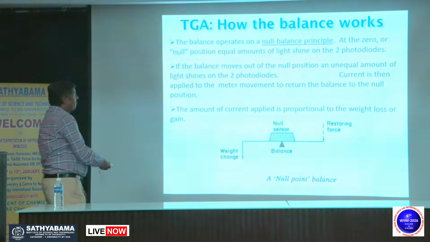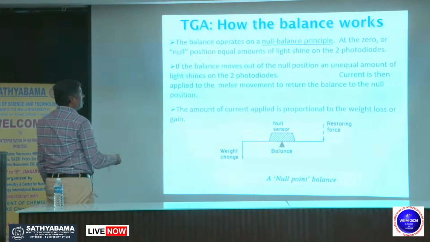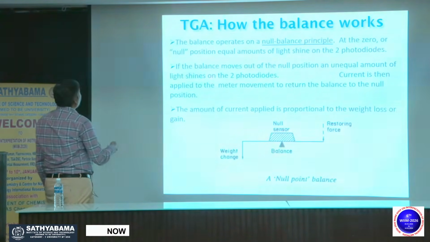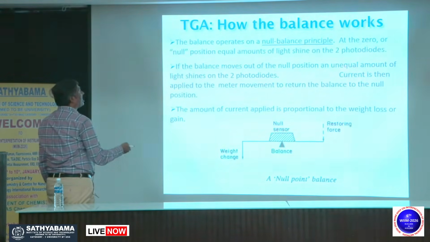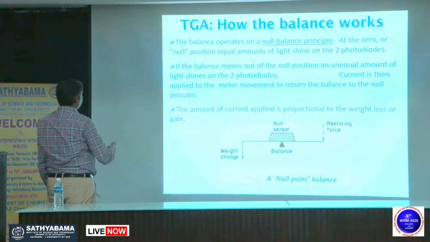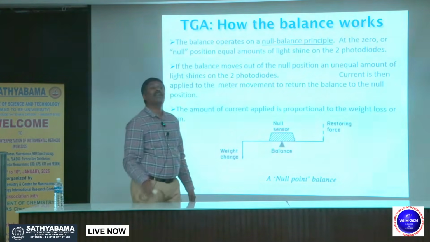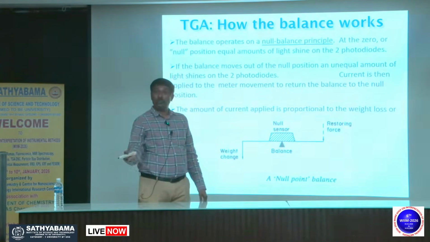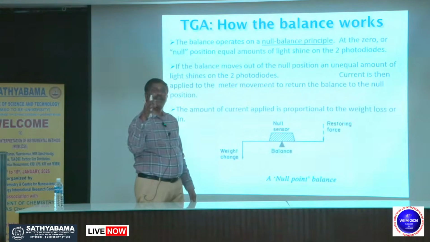The balance has gone down, position unequal, because this and this are not equal. And the light shines on the two photodiodes, and then current is applied to the meter movement to return the balance to the null position. So how much current you apply to return to the null position, meaning straight position. The amount of current applied is proportional to the weight loss or weight gain, and that's how it will be calculated. This we should know. So the photodiode or the light and then the current applied is the key.